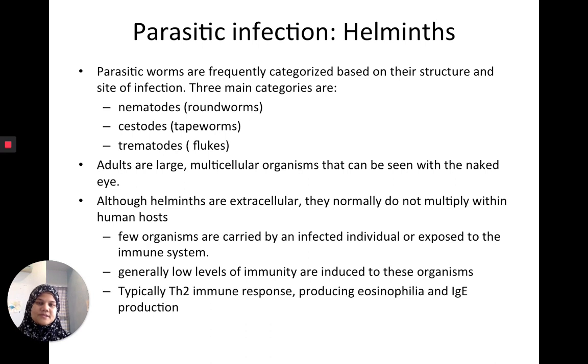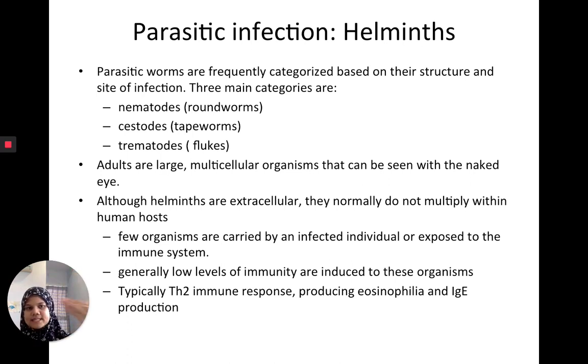Now, another parasitic infection is the helminths, the parasitic worms. They're basically categorized as roundworms, tapeworms, or flukes. So that's the nematodes, the cestodes, and the trematodes. The adults are large, usually you can see them, but they'll often have microscopic eggs. Although the helminths are extracellular, they usually don't multiply in the host. So like I said, often we're just a part of their life cycle passage.